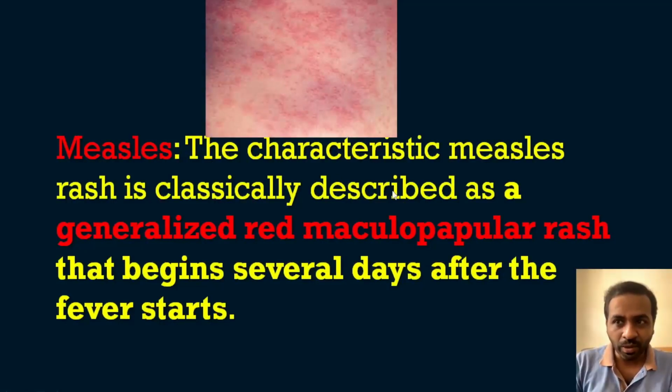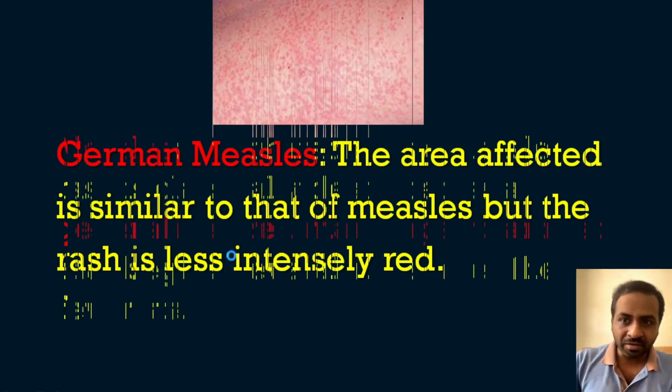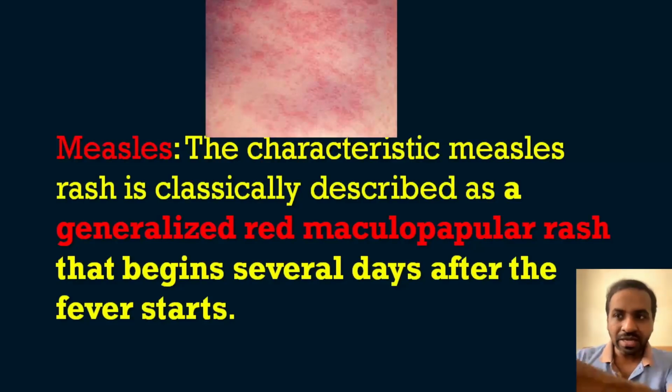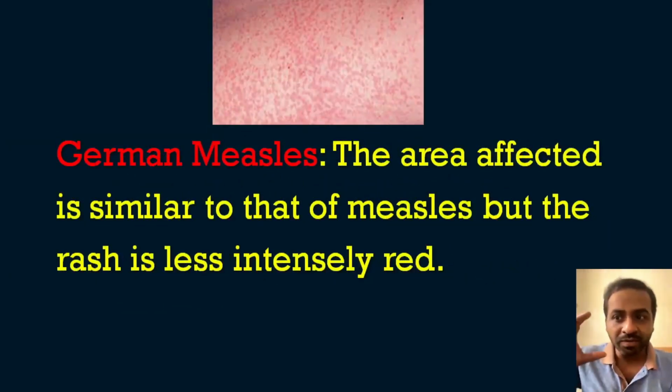So what about the other disease rashes? This is the peculiar rash that we can see in measles, and it is classically described as a generalized red maculopapular rash that begins several days after the fever starts. That is measles. Then what about German measles? In German measles, the area affected is similar to that of measles, but the rash is less intensely red. So you can see the difference. Here it will be a generalized red maculopapular rash, but in German measles the intensity of the red will be a little less.